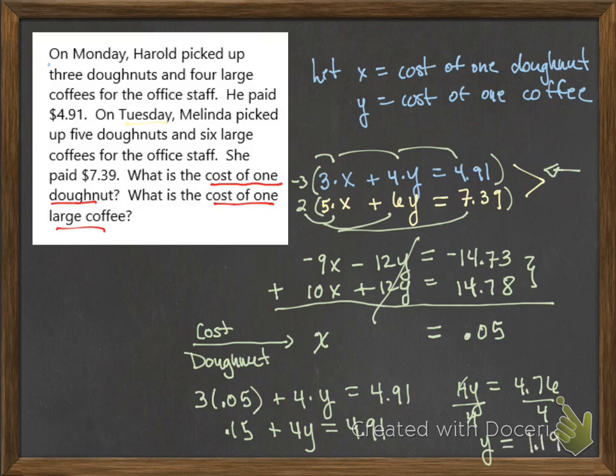To answer my question in final form, x is equal to 5 cents, that's the cost of one donut, and y is equal to $1.19, the cost of a large coffee.